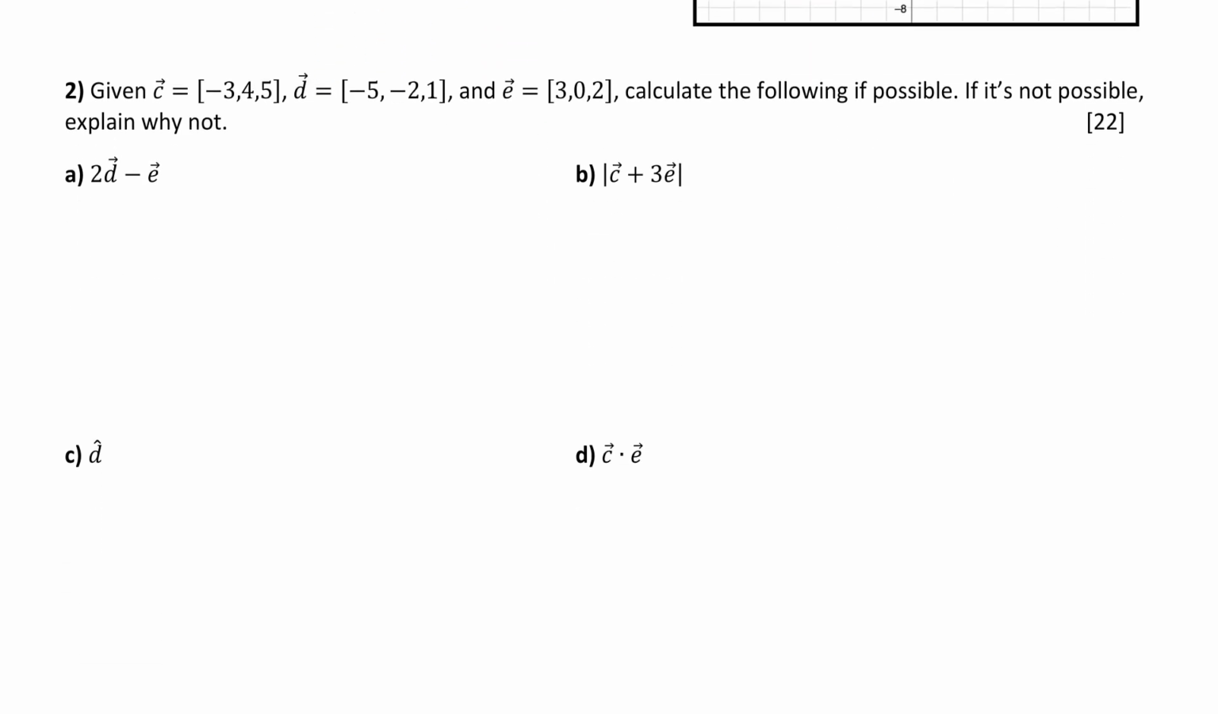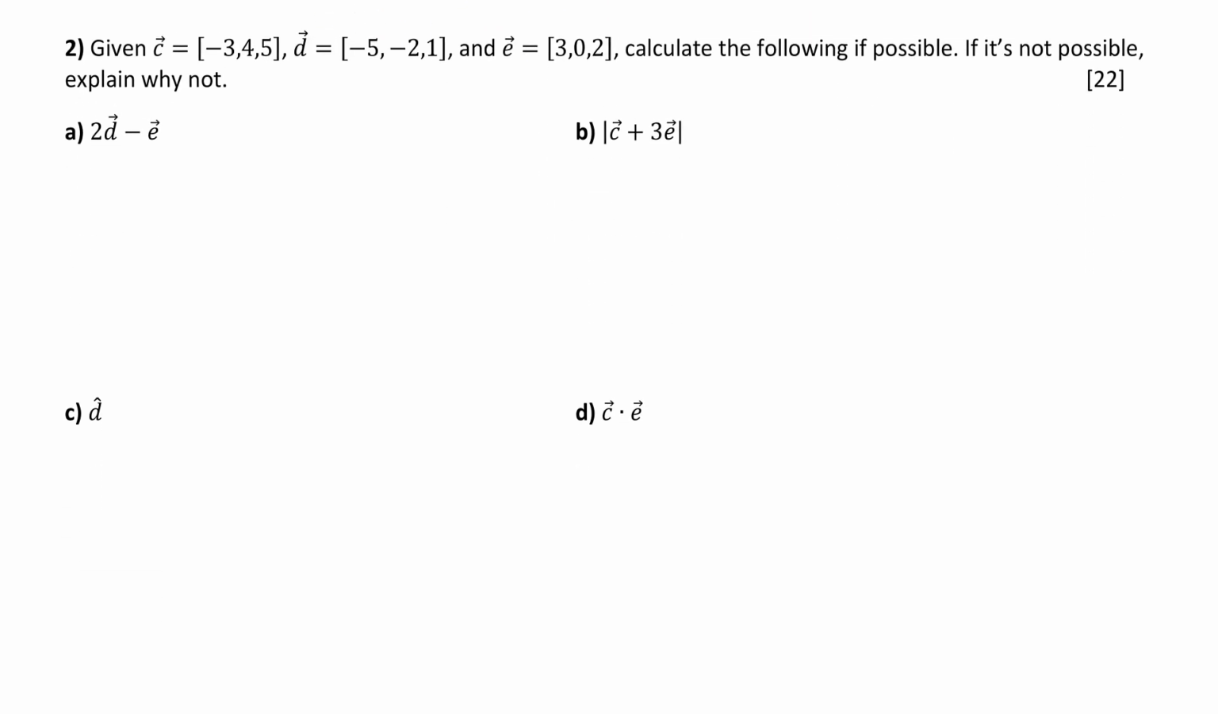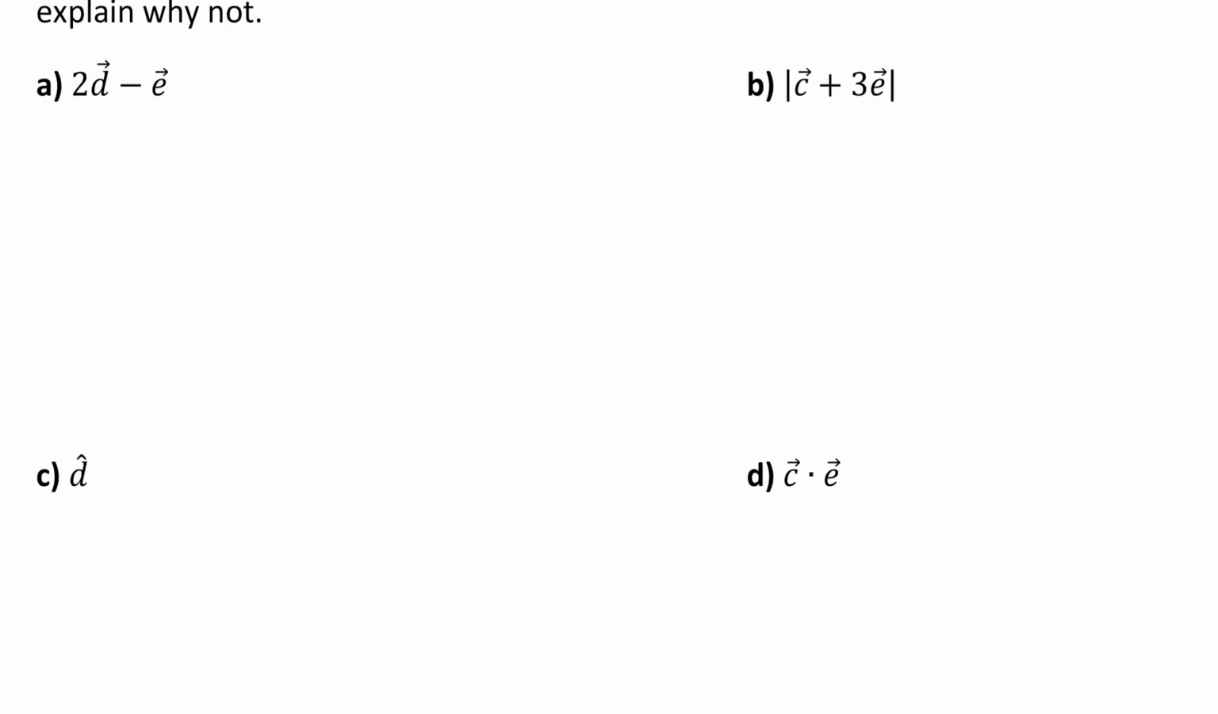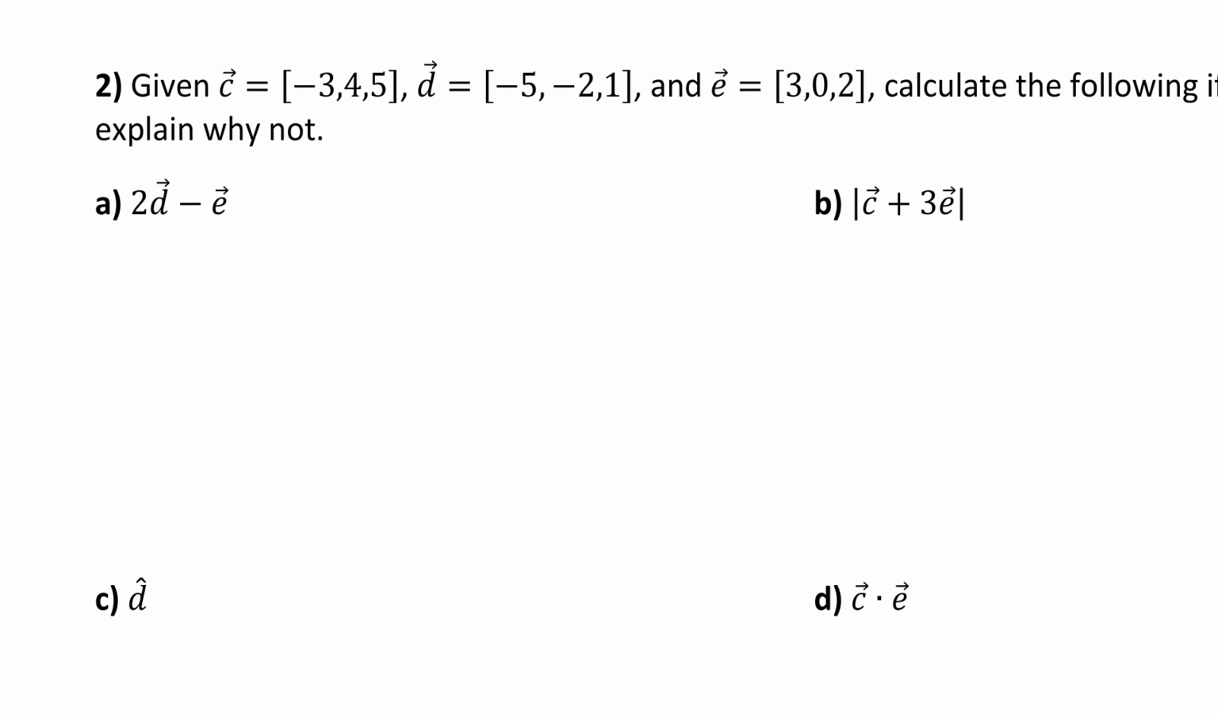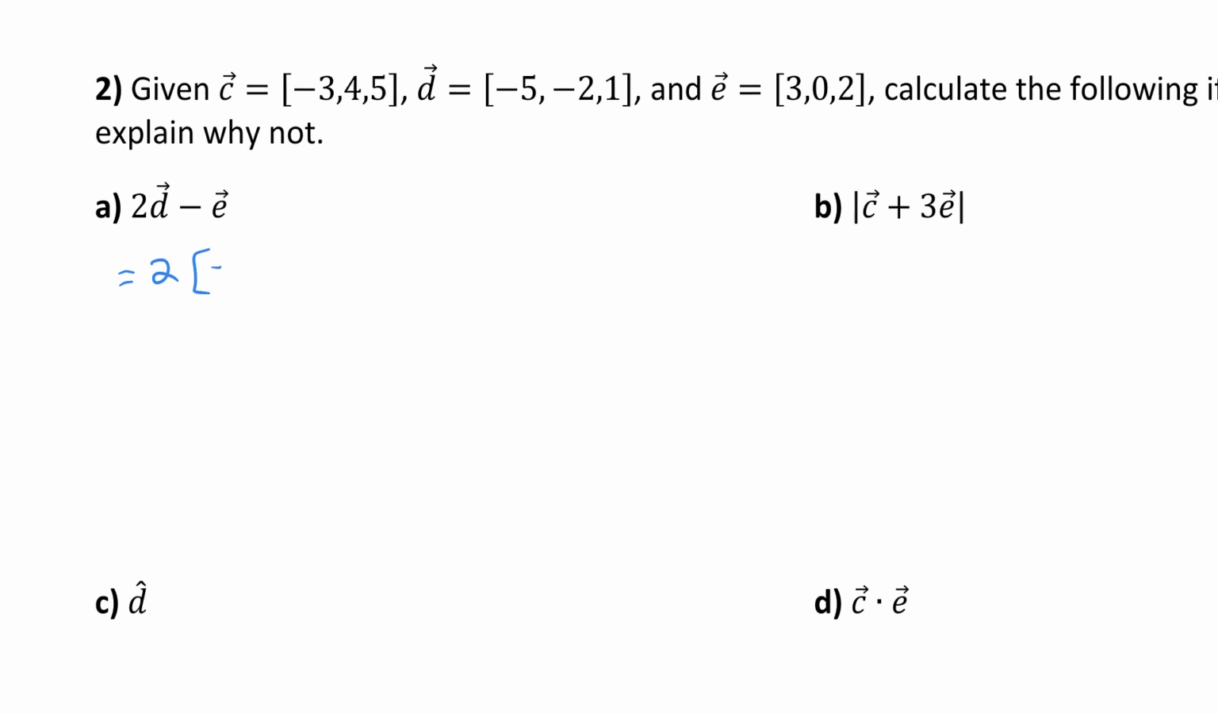Question 2 gives me 3 vectors, and it says to calculate the following if possible, and if not possible, explain why not. So for part A, I need to do 2 times vector D minus vector E. Well, that's possible to do. I can multiply a vector by a scalar, so I need to do 2 times vector D, which is -5, -2, 1. And then I need to subtract vector E, which is 3, 0, 2.